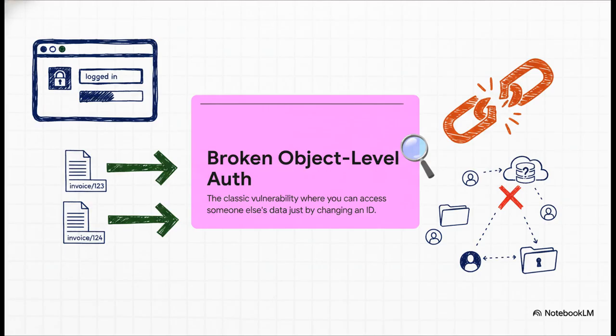You've probably heard of this one, maybe as BOLA or IDOR. It's this simple but totally devastating flaw where the application checks if you're logged in, but it forgets to check if you're allowed to see the specific thing you're asking for. So you request invoice/123, you change it to invoice/124, and bam, suddenly you're looking at somebody else's private data.